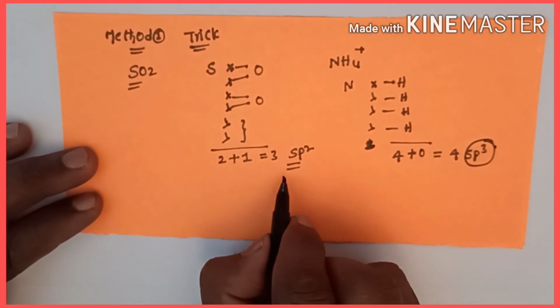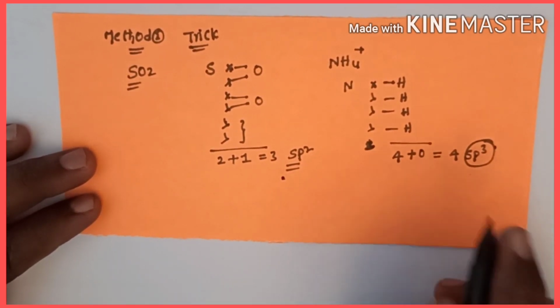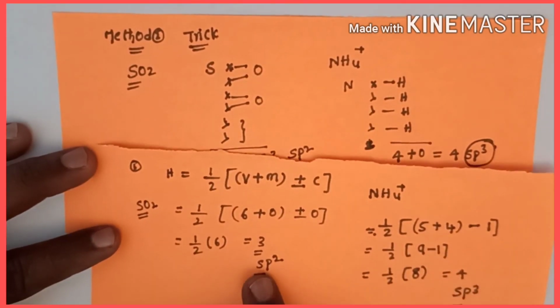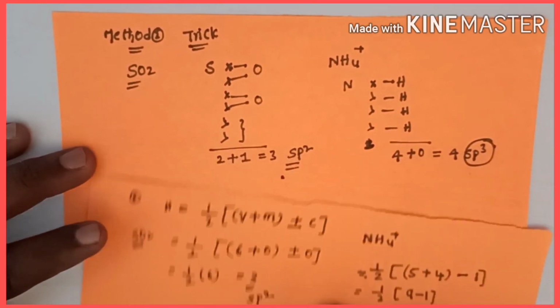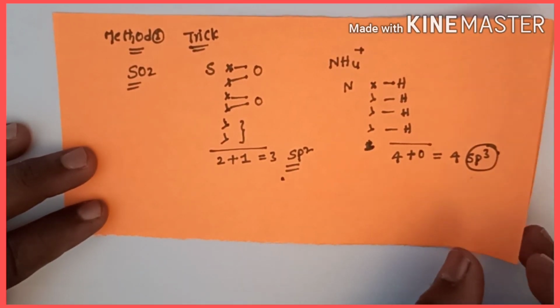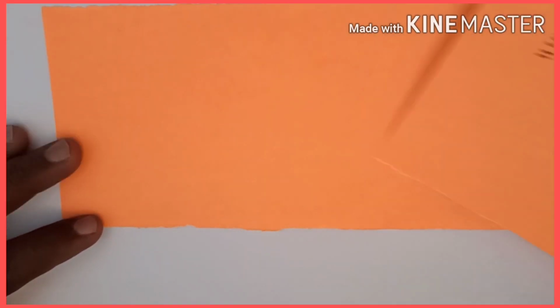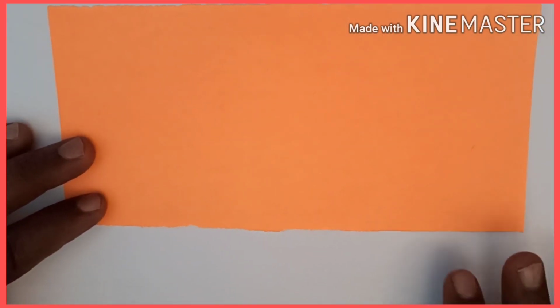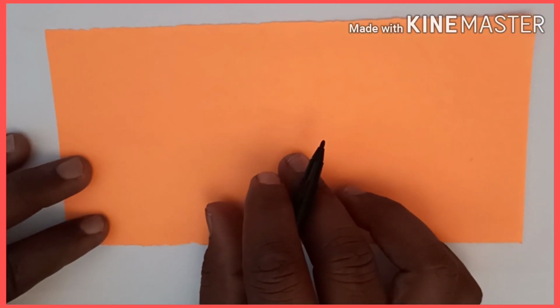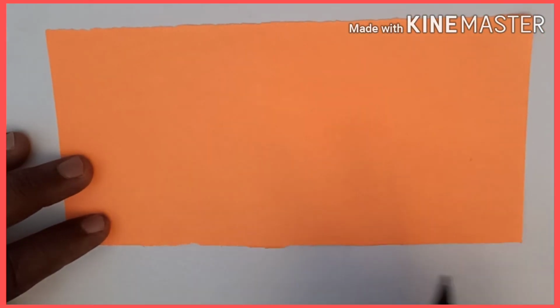So hybridization here is sp2, here sp3. In the first method also we got sp2, sp3. In the second method also we got sp2, sp3. Now in the third method, this is rarely used. If you're comfortable with this, you can follow this method also.